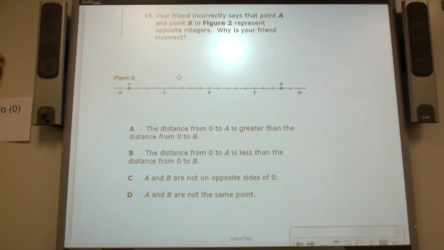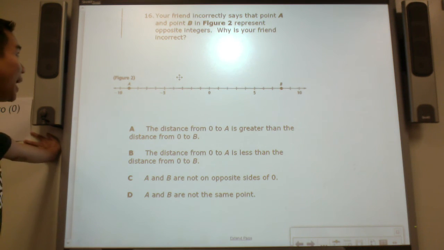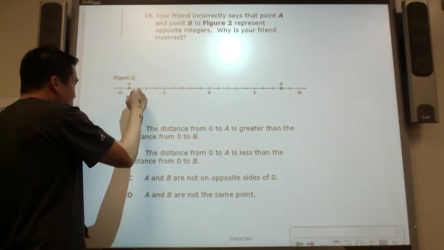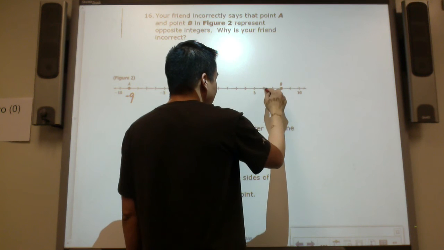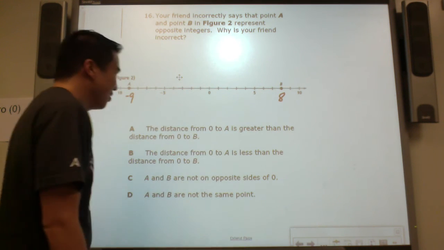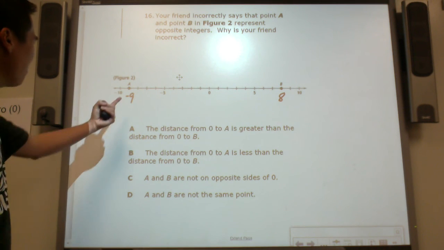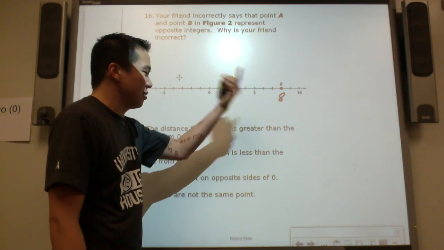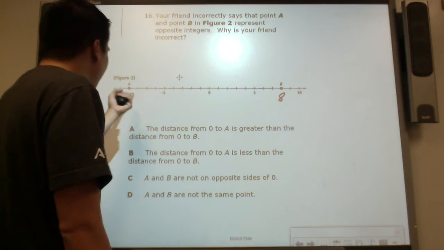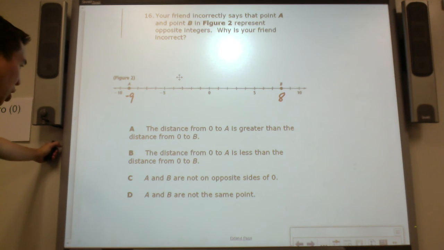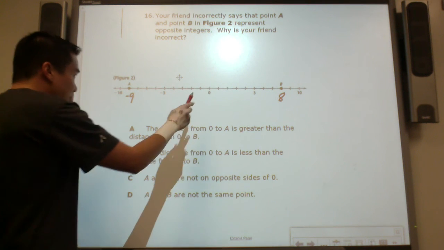16. Your friend incorrectly says that point A and point B in figure 2 represent opposite integers. Why is your friend wrong? Well, this is negative 9, and this is 8. They're not opposite. The opposite of negative 9 is positive 9. The opposite of 8 is negative 8. So why is she wrong? The distance from 0 to A is greater than the distance from 0 to B.